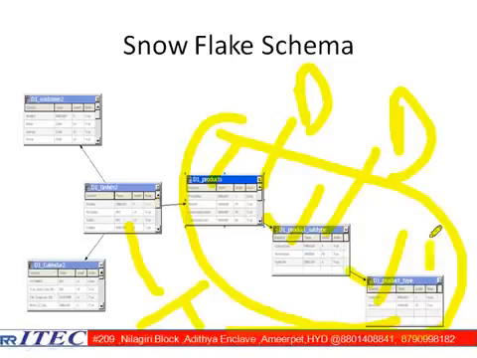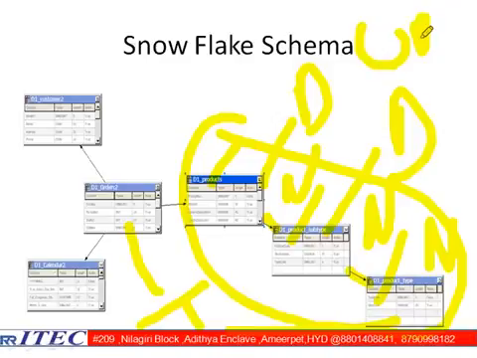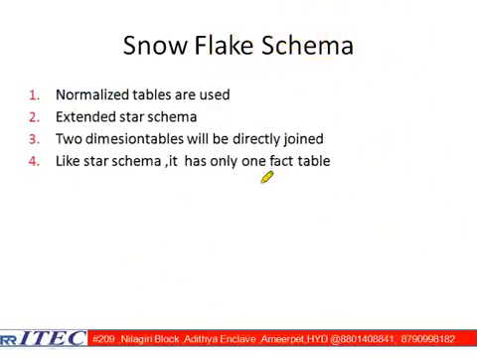In case of snowflake schema, we are using normalized tables. In case of star schema, we are using denormalized tables. As we are using normalized tables, this is recommended for update purpose. Update purpose means OLTP databases. Denormalized tables are recommended for reading, that is OLAP. You people understand all these points. In snowflake schema, we are going to use normalized tables.